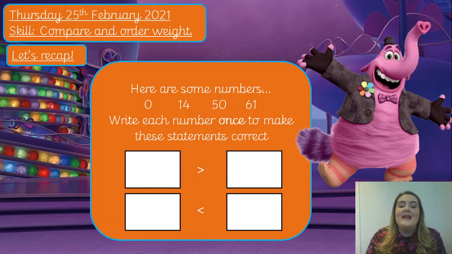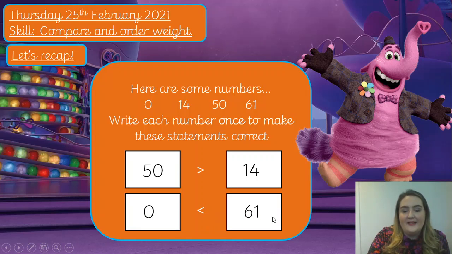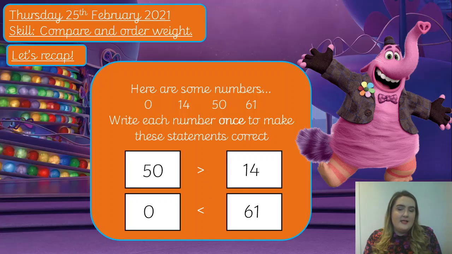Okay, well done. Let's see then. So there are different ways you could have completed this, but this is one of the ways you could have done it. So you could have 50. What's this symbol called? Well done, 50 is greater than 14, and you could have 0 is, well done, less than 61. Excellent. So I'd now like you, knowing what these symbols are, so greater than, less than, to look at how you completed this in your book and see if you were right. So I'd like you to give yourself a tick if you were correct. Well done.